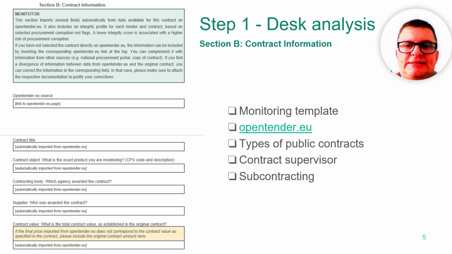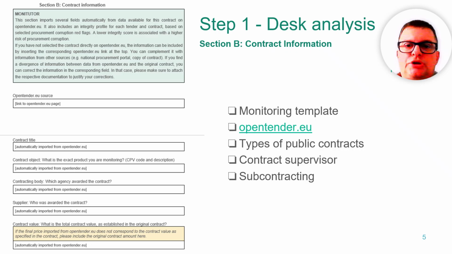So let's begin with step 1, the desk analysis. This is where we sit down and look closely at the information we can gather from the contract itself. The goal here is simple: spotting potential corruption risks before they become bigger problems.